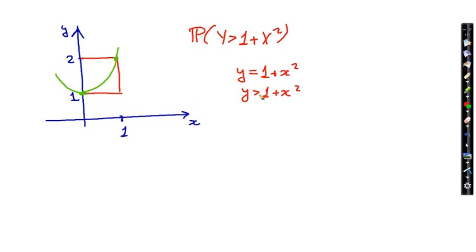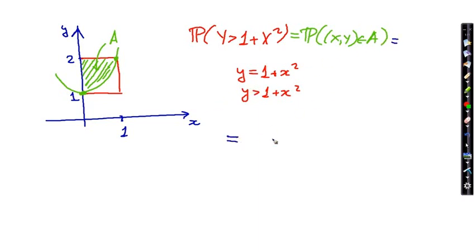This part is not necessary. So I will take the upper part of that parabola, and because f is 0 outside of this square, I will have only this portion to calculate. So if I denote this by A, then this probability is the same as the probability that my point xy will be in this region A.